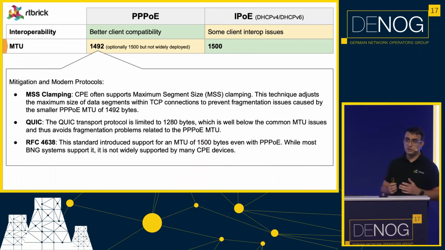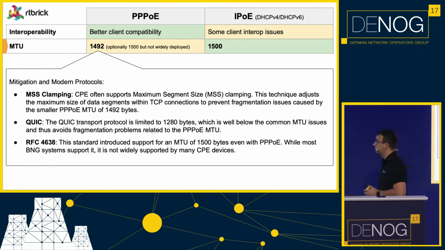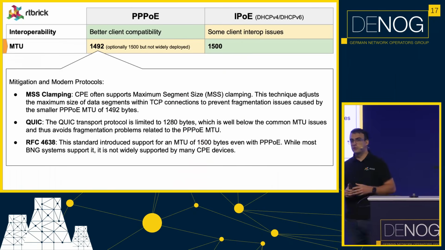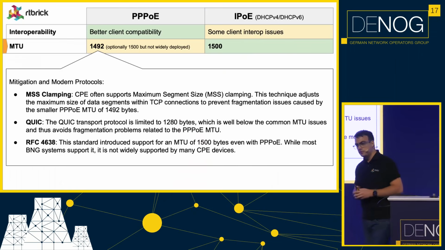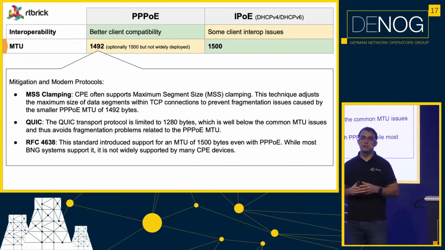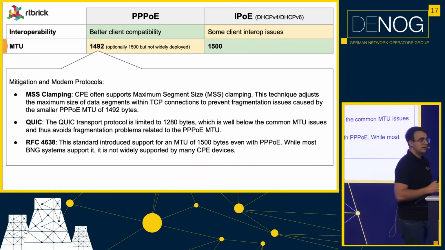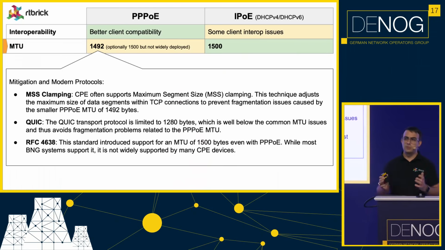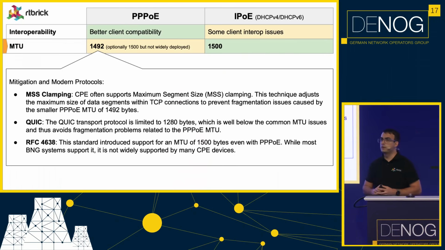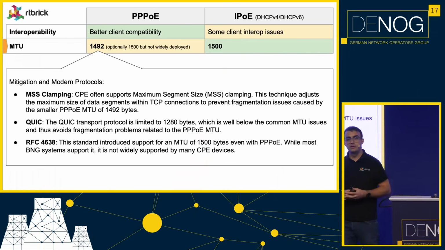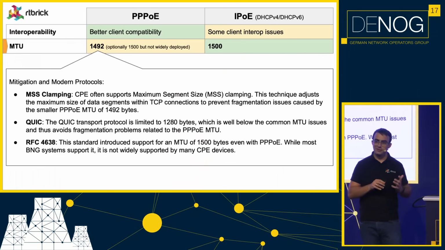But we also have a solution here. It's RFC 4638, which is supported by almost all BNGs in the market and allows negotiating an MTU of 1500 on PPPoE, but it's not heavily deployed. The BNGs typically support it, but the number of CPEs supporting it is limited. Luckily, the most common CPE in Germany supports it, but it's not enabled by default.